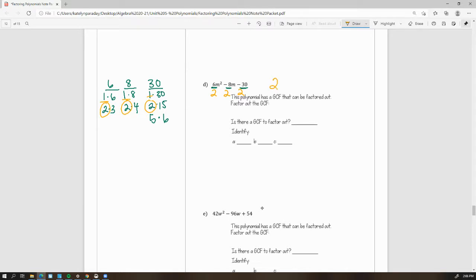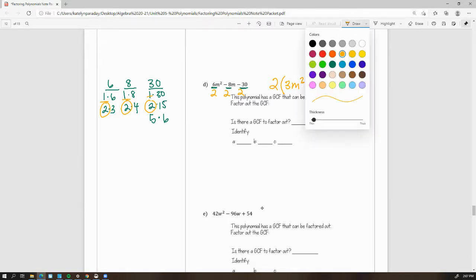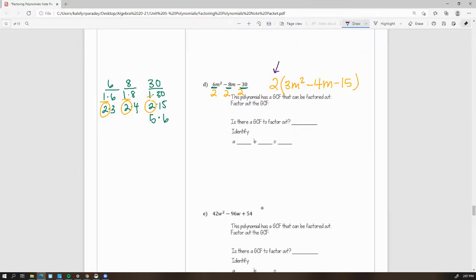So technically I'm taking out that GCF, and then what's left over, 6 divided by 2 is 3m squared. 8 divided by 2 is -4m, and -15 for 30. So now I'm going to leave this 2 out here for a little bit. Now I'm going to factor this one. So we said factor out the GCF. There was in fact a GCF, which was 2. And then now what we're doing is we're really factoring 3m squared minus 4m minus 15. So my A is 3, my B is -4, and my C is -15 now.